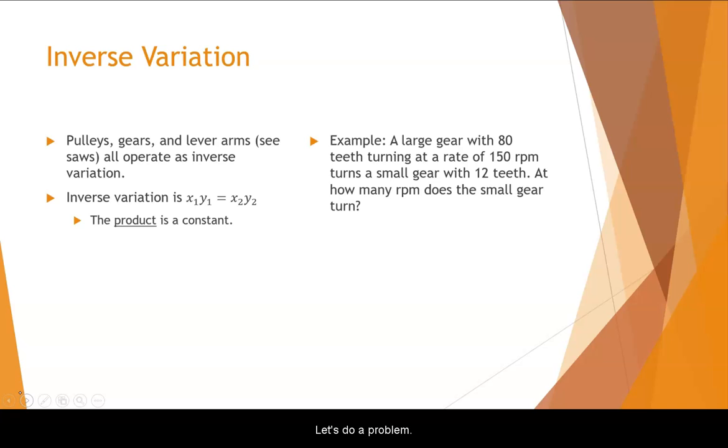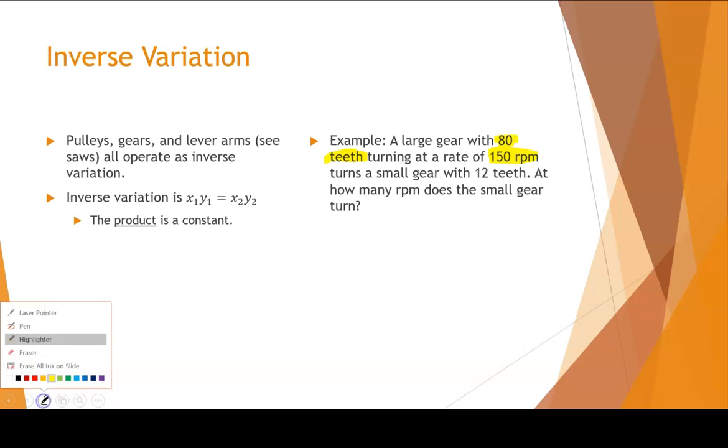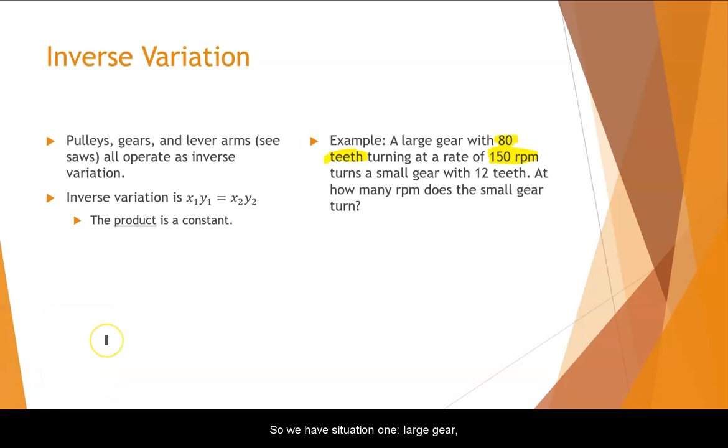So let's do a problem. A large gear with 80 teeth, turning at a rate of 150 revolutions per minute, turns a small gear. So we have situation 1, large gear, 80 teeth, 150 RPM, and this turns a small gear with 12 teeth. At how many RPM does the small gear turn?